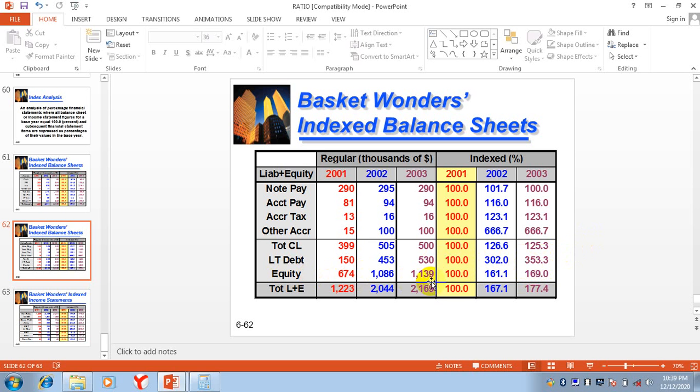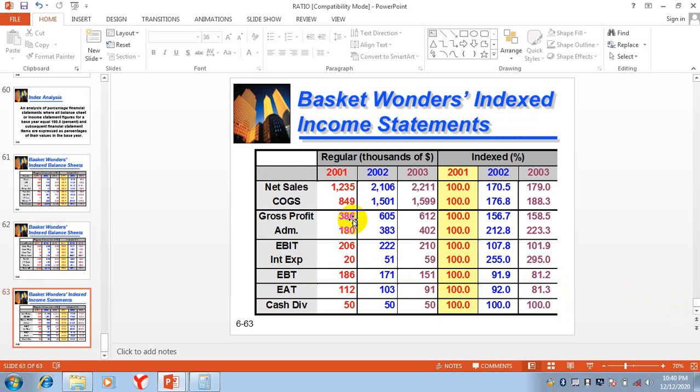And then there is equity. You know about equity. From 100 it goes to 161 and 169. So this is indicating the investment of the shareholders in the business, which is a good sign. So total liability plus equity, there is an increase, which is a good sign that it is indicating expansion in the business. Total liability plus equity. I'm not going into detail of this because we already discussed it in the previous class.